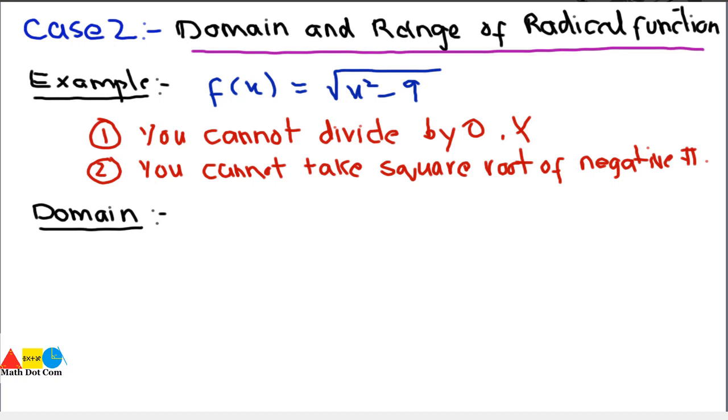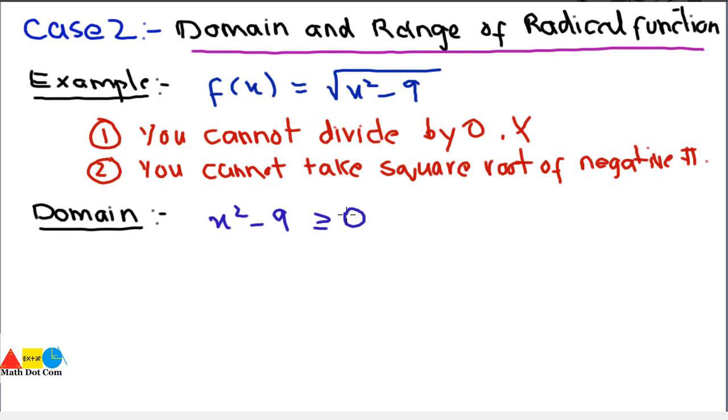So in order to find that, we have a trick: the value under the root should be greater than or equal to 0. If it is less than 0, we will get a negative value. So the condition is that x square minus 9, that is, any expression under the root, should be greater than or equal to 0.